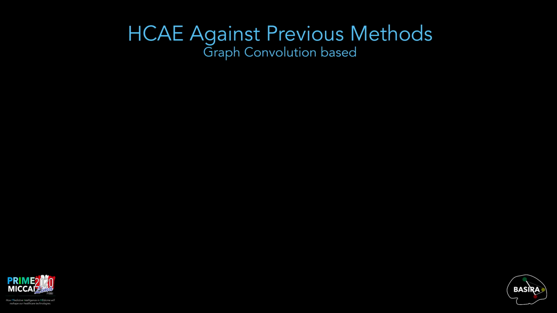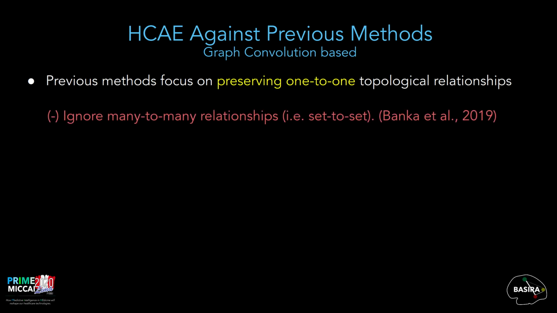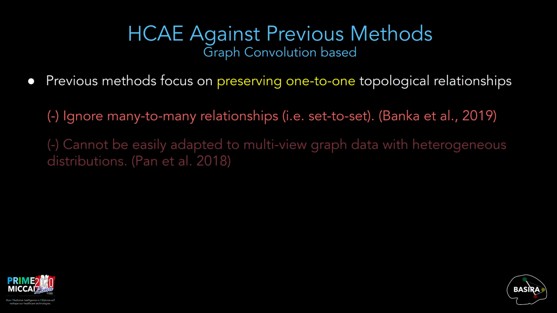Graph convolution-based methods have been used in recent years to address the curse of dimensionality and generate a low-dimensional representation of a brain connectome. However, they primarily focus on preserving one-to-one topological relationships between nodes, and they have mostly ignored many-to-many relationships. Furthermore, existing graph embedding techniques cannot be easily adapted to multi-view graph data with heterogeneous distributions.